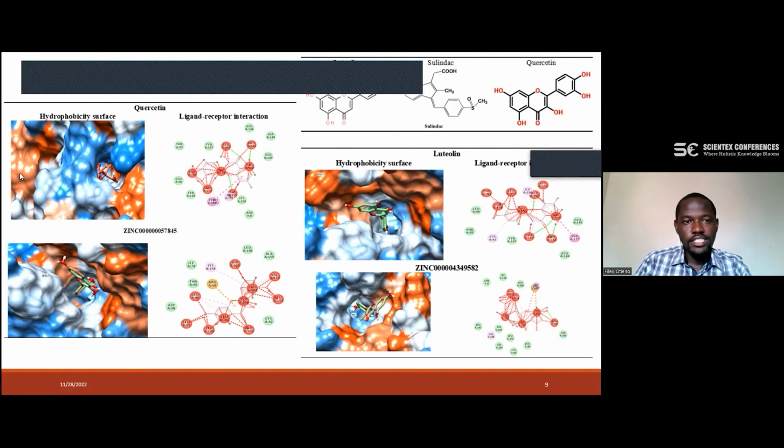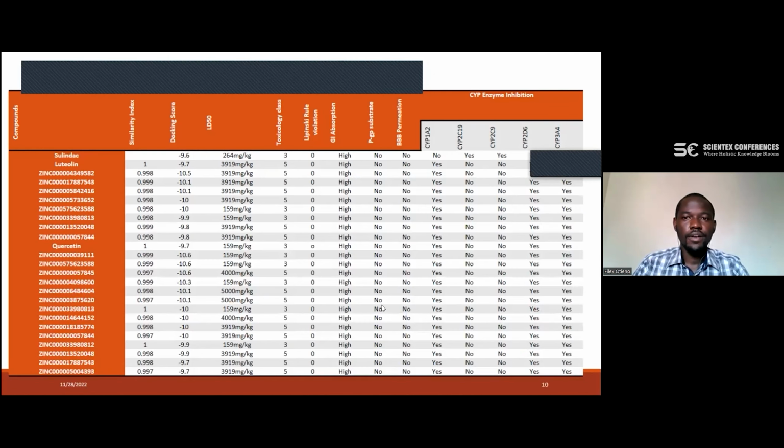The ZINC compounds, these are now the best analogues after the final analysis that were likely to bind to the hydrophobic pocket. So for quercetin, we had this compound, and you can see it's fitting quite well in the hydrophobic pocket. For luteolin, we had this other ZINC compound, and you can see it's also fitting quite well. This represents now the pharmacokinetic analysis together with the toxicological analysis.